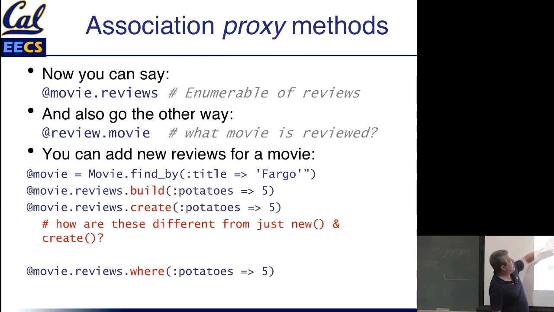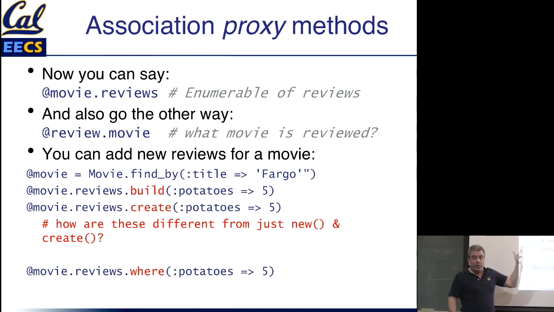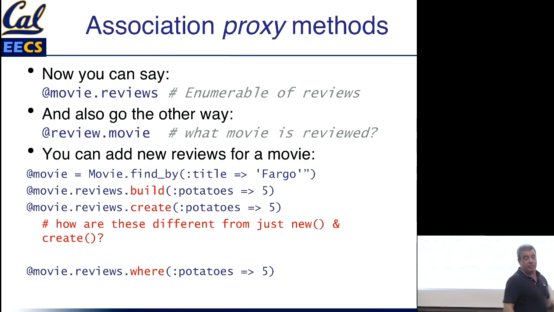It basically says, I have a movie, it has some reviews, I'm going to add another one. And the critical piece of information being filled in here is the foreign key of that review is going to be correct the moment the review springs into existence.